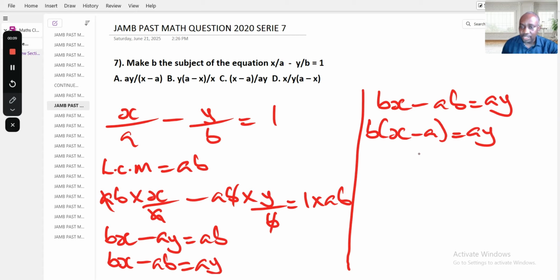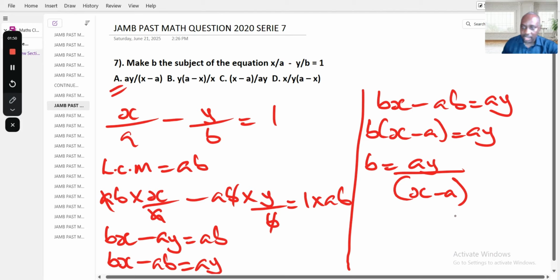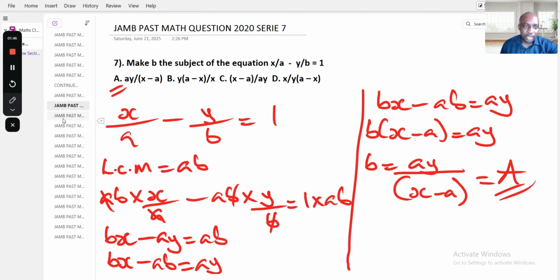Now, let's divide both sides by the coefficient of B. What is the coefficient of B? x minus a. Therefore, our final answer is going to be B equals AY divided by x minus a. Do we have it there? Yes, our final answer is A. Option A is our answer. Let's move to the next question.